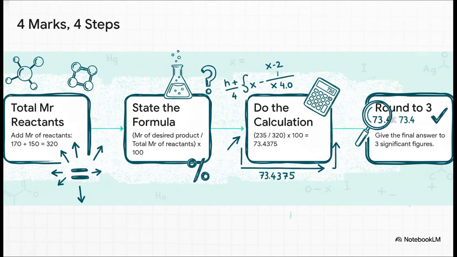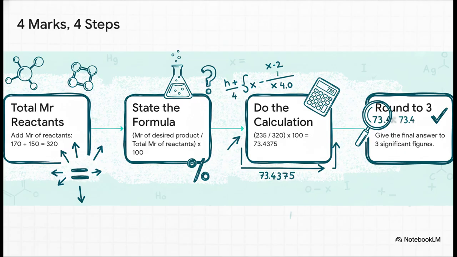For mark number 1, you just add up the Mr of the reactants. 170 plus 150 equals 320. For the second mark, you have to write down the formula for atom economy. For the third mark, you plug in the numbers. So the Mr of our desired product, silver iodide, is 235. We divide that by the total Mr of the reactants, 320, and then multiply by 100. That gives us 73.4375.